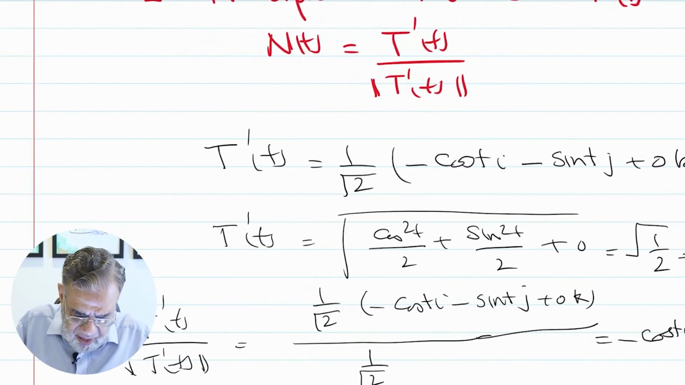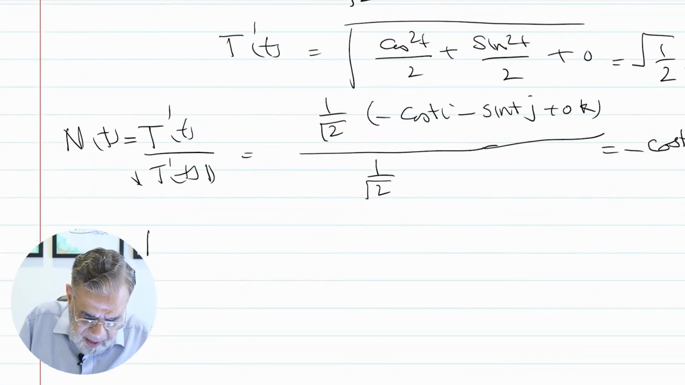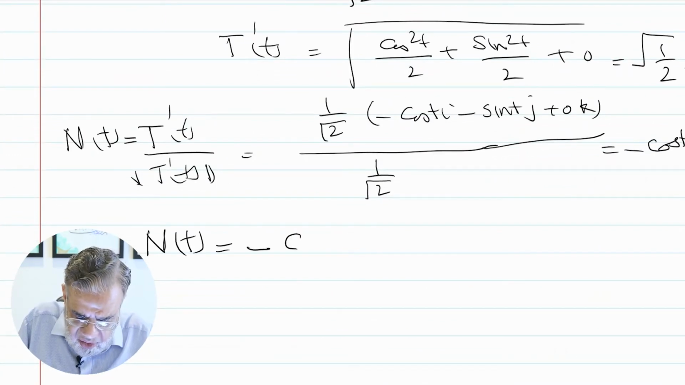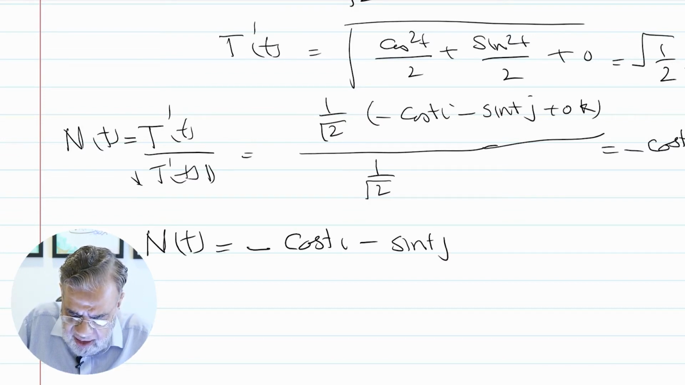I write it again here, my principal normal vector N of t. As we calculated, it is equal to minus cosine t i minus sine t j, and that's my solution.